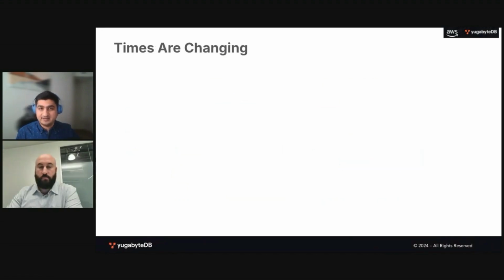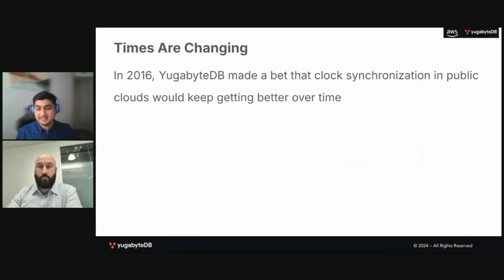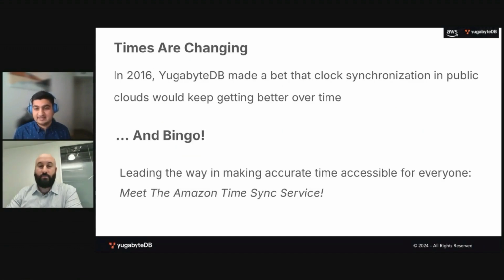We made a bet in 2016. We made an assumption that clock synchronization in public clouds is going to get better over time, and that's exactly what is happening now. So bingo, we see that accurate time is now accessible for everyone thanks to Amazon's Time Sync Service. And at this point, I would like to invite Josh to tell us more about how Amazon Time Sync Service is democratizing accurate time for everyone. Go for it, Josh.